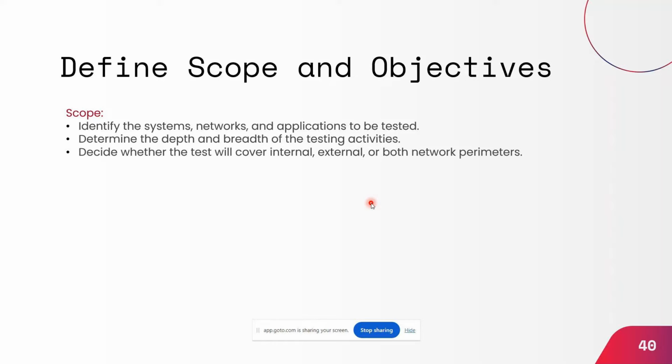So we have internal pen testing, where we'll be sitting inside the network and performing the assessment. External assessment, where you'll be sitting outside the network and assessing it. And then you have both network perimeters, where we'll be focusing on internal, external, as well as the network perimeter devices like firewalls, routers, load balancers, IDS, IPS kind of devices, right?